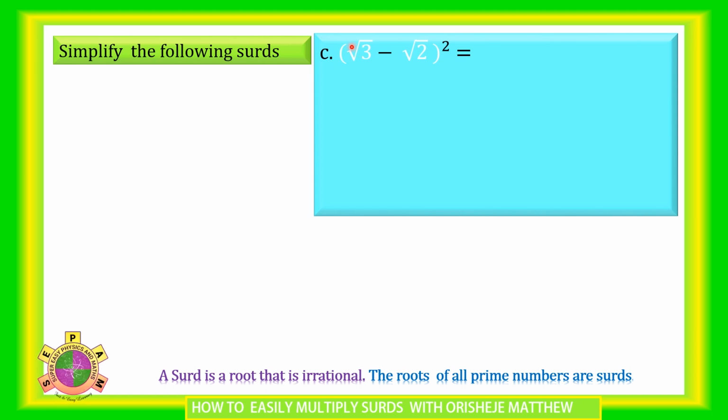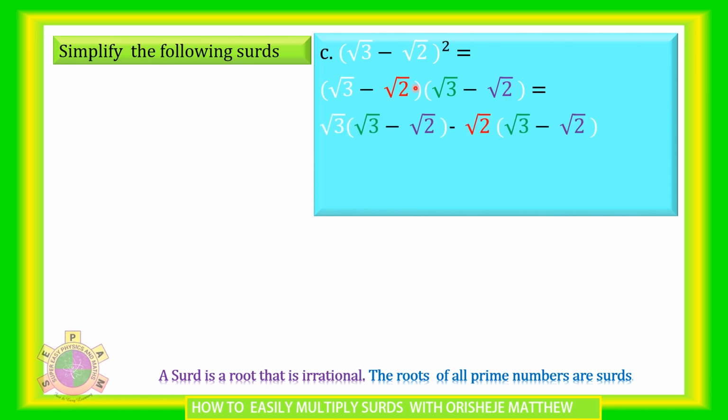So let's look at this. The square root of 3 take away the square root of 2, all squared. So let's expand it. Square root 3 multiplied by that. What you need to do is take the first square root and use it to multiply the second one, the green and the purple. Then take the red, negative, maintain the sign with it, and expand it the way you carry out your expansion of a quadratic expression.